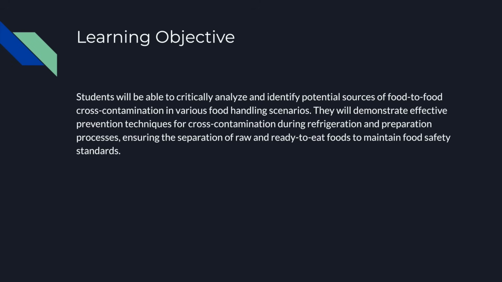By the end of this lesson, students will be able to critically analyze and identify potential sources of food-to-food cross-contamination in various food handling scenarios. They will demonstrate effective prevention techniques for cross-contamination during refrigeration and preparation processes, ensuring the separation of raw and ready-to-eat foods to maintain food safety standards.